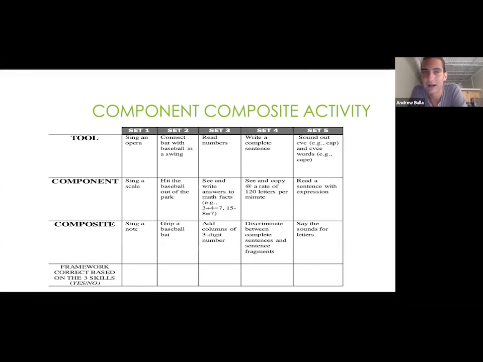Let's look at set 5, tool skill. Sound out CVC and CVCE words. Component, read a sentence with expression. Composite, say the sounds of the letter. That is not in the correct order. The tool skill is say the sounds for the letters. The component skill is sound out CVC and CVCE words. And the composite skill is read a sentence with expression.